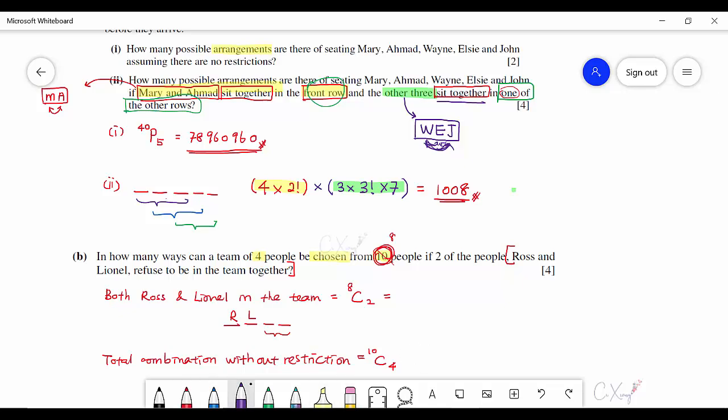Then after that, if you want to get the answer for this question, it is actually 10C4 minus 8C2. That means you subtract the number of combinations where both of them are in the team. So from here, you can get the answer in an easier way, which is 182. Okay, so this is how we solve this question.